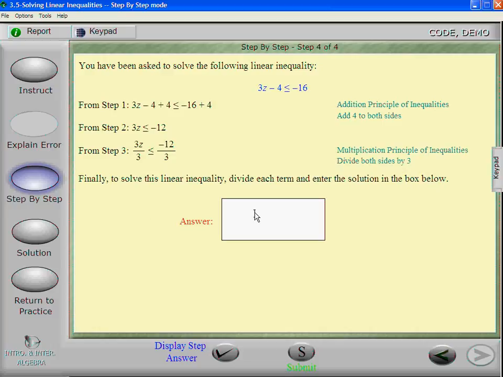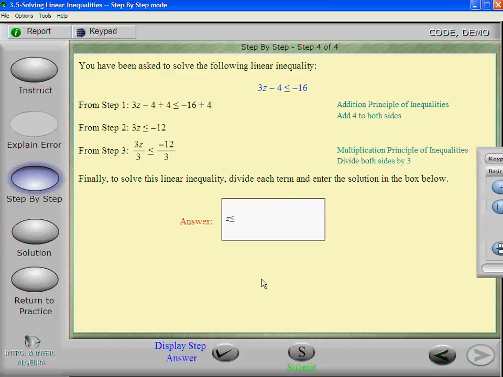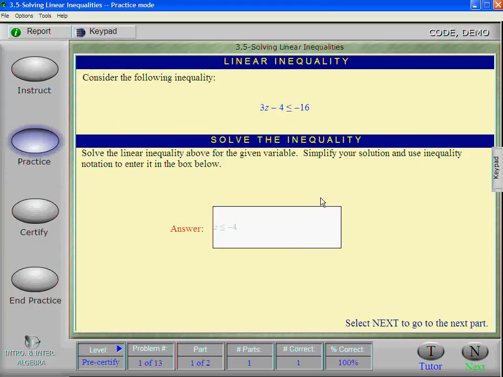And if I divide both sides by 3, I'm going to end up with z is less than or equal to, and the way I'm going to do that is go up to the keypad, say less than or equal to, and then the answer is negative 4. Okay. So that's correct. Go on to the next step.